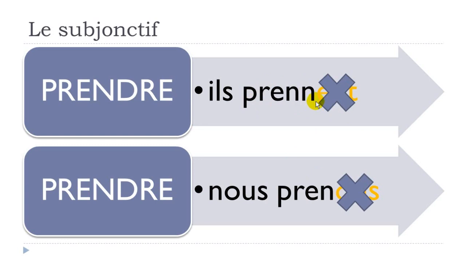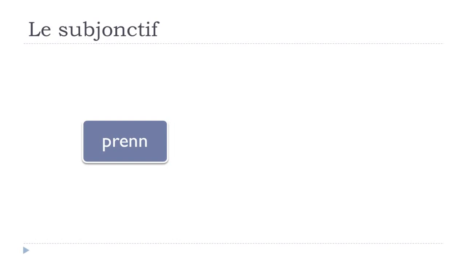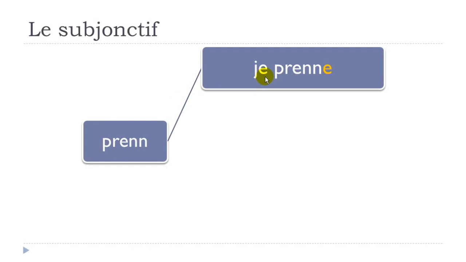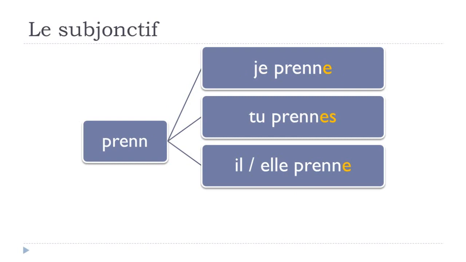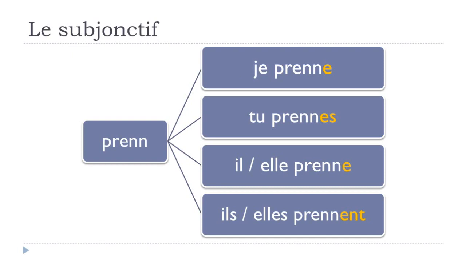And so what we'll do is we'll take this first part, okay, so the part that we took away from this il form, all right, and then we'll put je. Je, so we take it back, have a look. It goes here, and we put the ending. The ending for je will be E, okay? The ending for tu will be ES. The ending for il, elle will be E. And the ending for il, elle at the plural form will be ENT, okay?